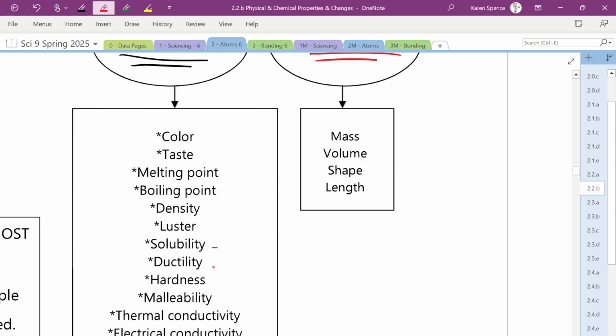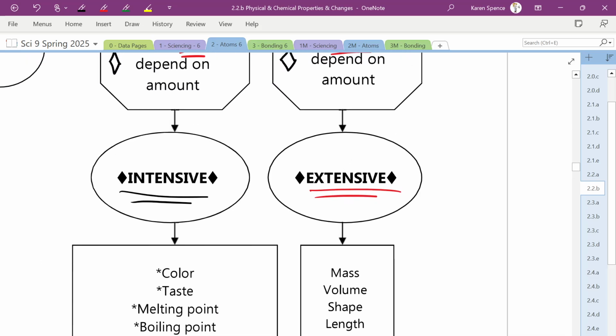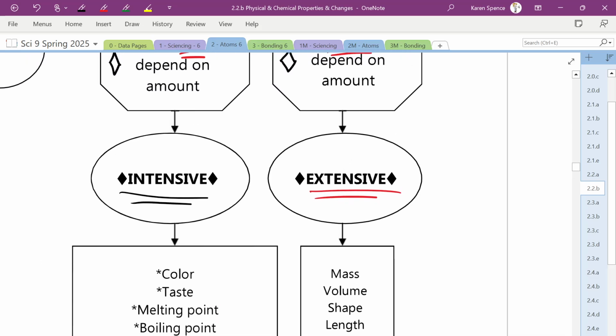Whether it's soluble, whether it's ductile, whether it's hard or malleable, whether it conducts electricity, all of those do not depend on the amount. So all of those things are called intensive properties.